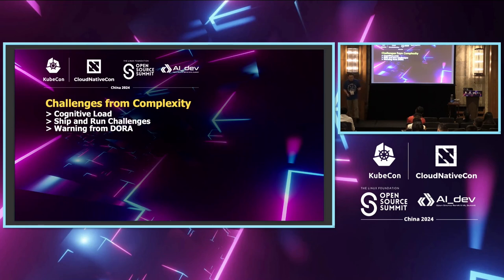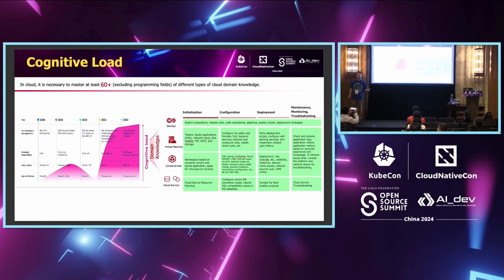Also, we got some warnings from the DORA report. If we look back at the past 20 years of technology history and revolution, we find that developers, operations, and managing people should know more technology domains, and also have more responsibility, from coding, shipping, running, and after running. The infrastructure and the application architecture have been totally changed.